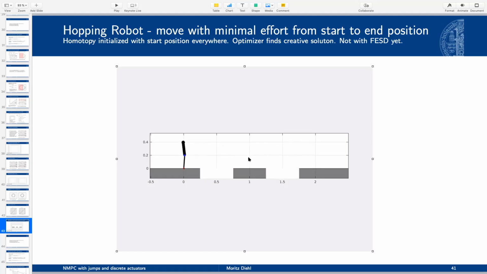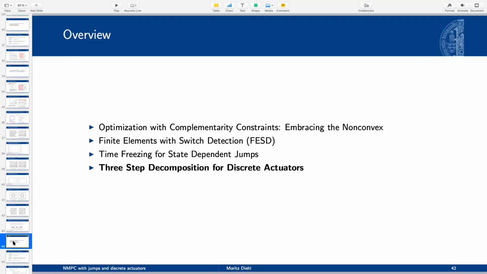Maybe if you look at this trajectory in detail, you see that the robot is a bit inaccurately going into the ground. You see, look here. It's not really accurate, and that's because it's not the finite elements with switch detection yet, so it's not as accurate as we would like. That will be a next iteration.